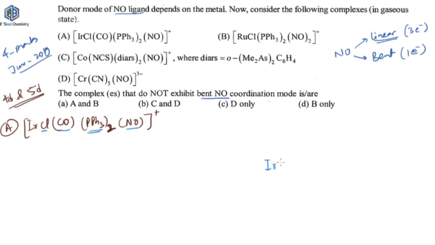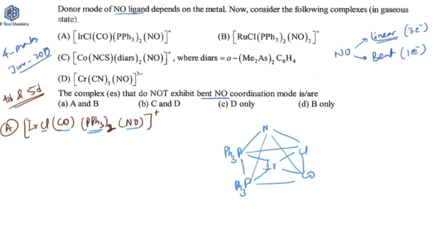Let's bring all these ligands on the plane. So Cl is on the plane, then we have, let's say, CO on the plane, then we have PPh3, and we have PPh3. So these are on the plane, okay, and our NO will be on the axial position. Okay, so let's say this is NO. Right now I'm not showing what kind of binding mode it will be, whether it will be bent or linear, that we don't know. But yeah, this is how NO will be.